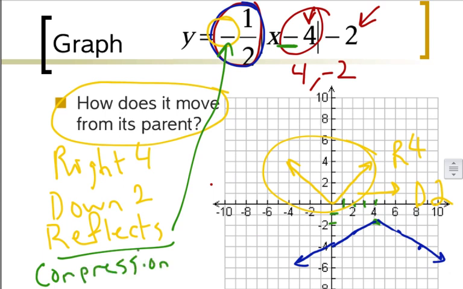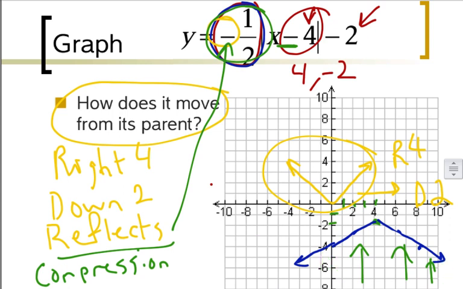because notice that it's wider here than just going down 1 over 1. Okay? The 1/2 causes it to be compressed. In other words, it's like I'm squishing it this way. There's pressure on it pushing these out. Okay? So that's a compression.